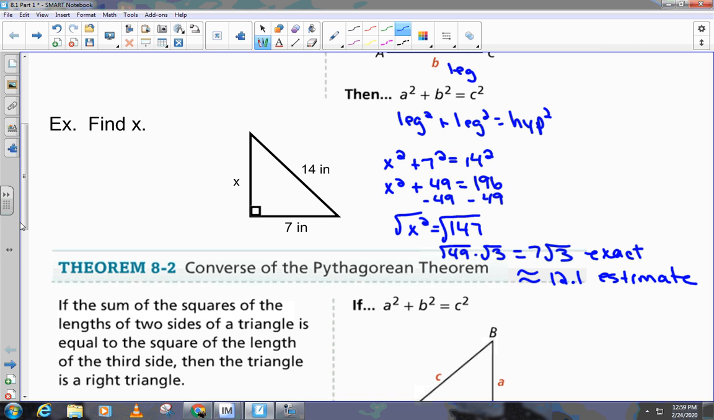We want to keep things exact if we're going to do more math with them, like if we're going to use that answer in another part of a math problem. It makes the problem easier to work with, for one. If we're wanting to know how long a ladder is, we want an estimate, right? We don't want a ladder that is 7 radical 3 units long. Do we know what 7 radical 3 is? No.